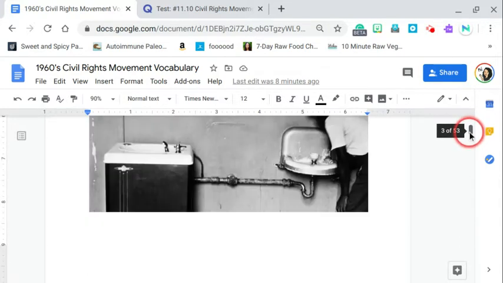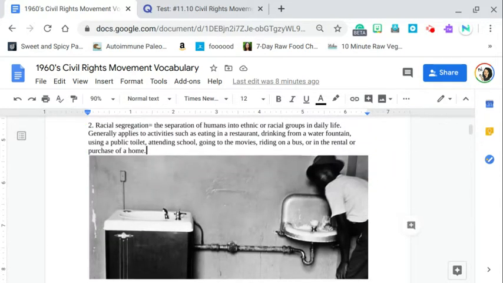So here's an example of inequality where you have racial segregation. And racial segregation is the separation of humans into ethnic or racial groups in daily life. Generally applies to activities such as eating in restaurants, drinking from water fountains, using public toilets, attending school, going to the movies, riding on a bus, or in the rentals of purchased homes.